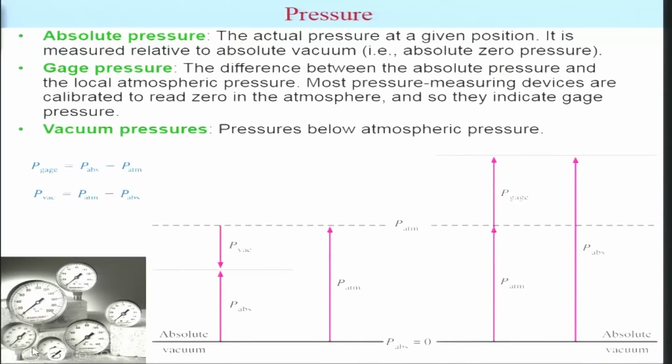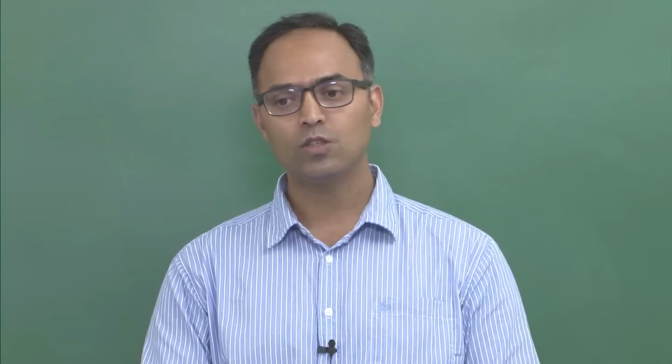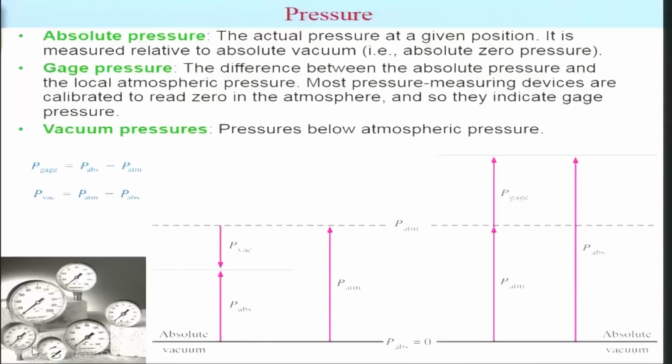Pressure, when you measure, like the pressure of your tire, you measure with respect to atmosphere. That we know. That's why we always measure in terms of something called gauge pressure. But let's look at absolute pressure first, which is basically the pressure at a given position. It's measured relative to the absolute value. So what does it mean?